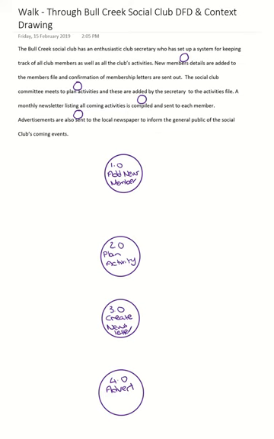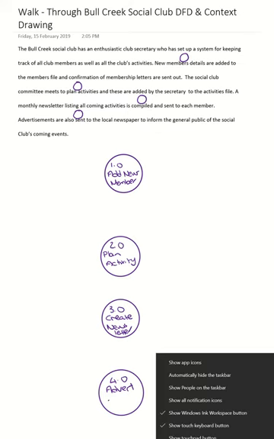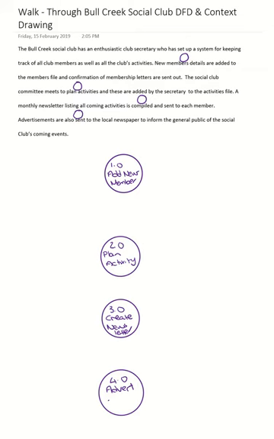Remember when you're looking through the scenario, one of the biggest giveaways for the processes is looking for verbs.